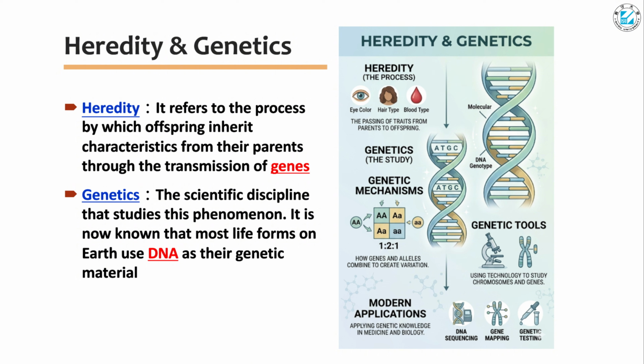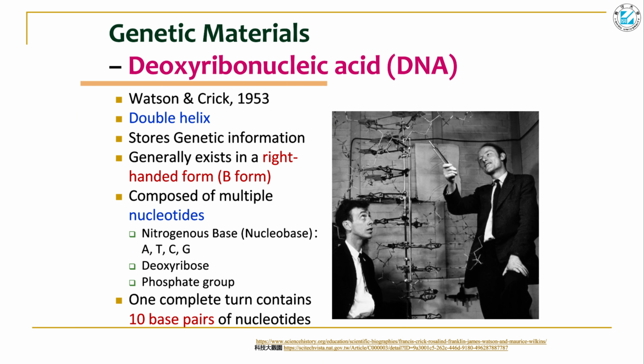Everything we are, our physical traits, our health risks, is all written in a code. So, today we are going to open the book where the code is written. So, what does DNA look like? In 1953, Watson and Crick found the answer and gave us the most famous shape in biology, the double helix. The double helix is the place where genetic information is stored.